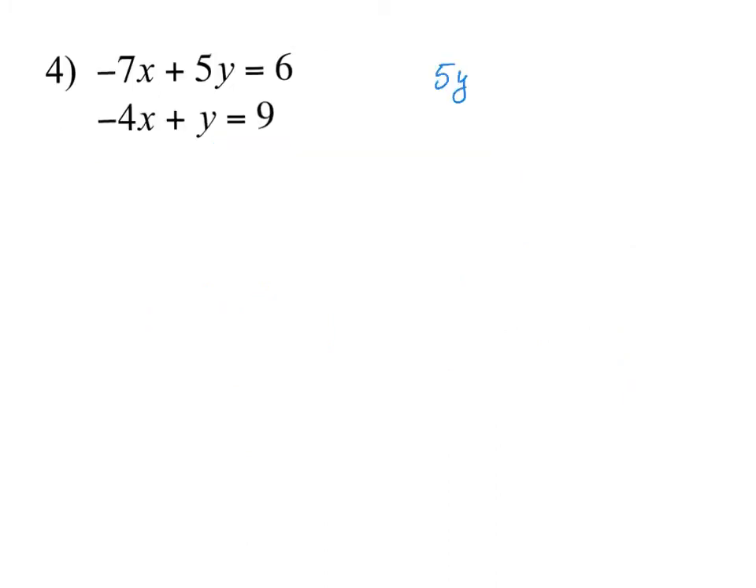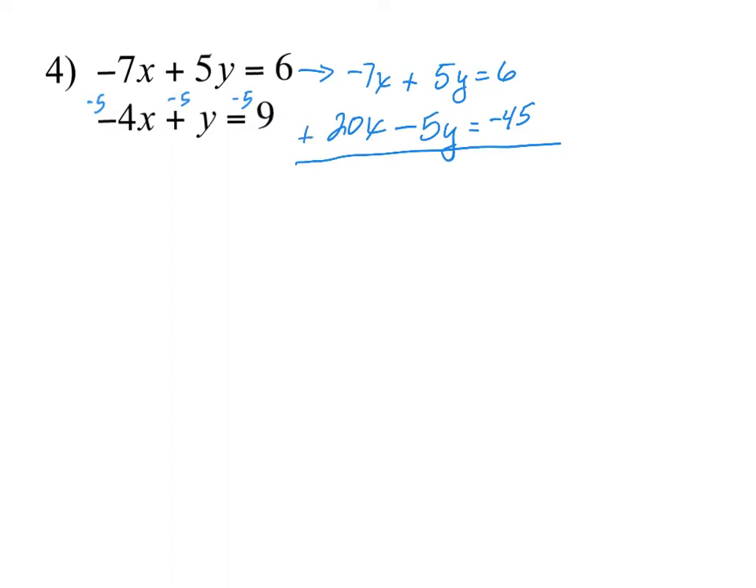This time I'm going to get rid of the y's. I can turn them both into 5y's, but one of them has to be negative. I chose the bottom one to make the negative, so the top stays the same. The bottom I have to distribute a -5 to every single term. I get 20x minus 5y equals -45. Add these together, the y's will disappear, leaving me 13x equals -39. X equals -3.